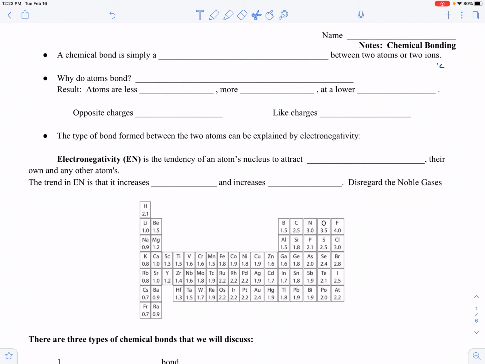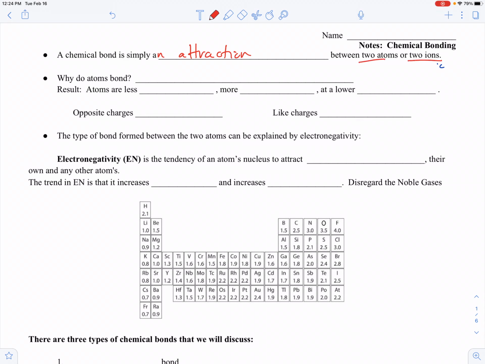These notes are going to go over bonding. We're going to start mostly talking about ionic bonding, but I'll introduce just a couple of introductory things about bonds in general. So chemical bonds form simply due to an attraction between two atoms or two ions.